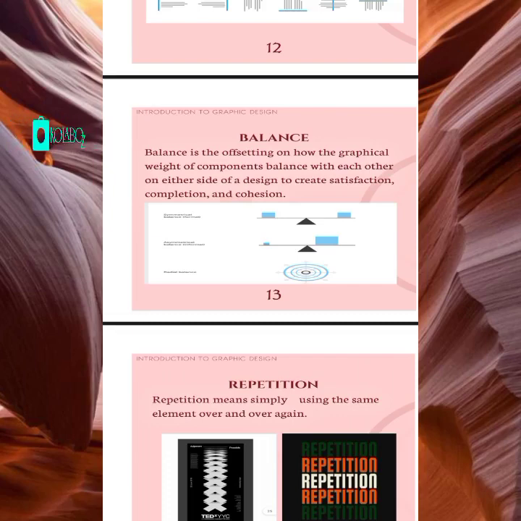That means both sides are equal, but there's asymmetric balance, where one side is greater than the other side. You understand? That means it's heavier than the other side. And the last one is radial balance. That means the flyer is focused on the middle. You understand? Everything is focused on the middle.